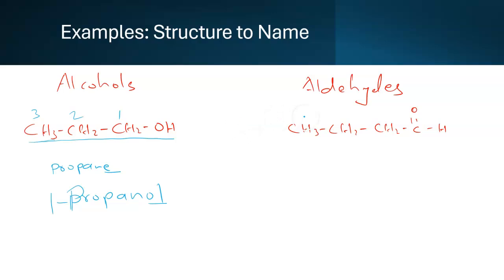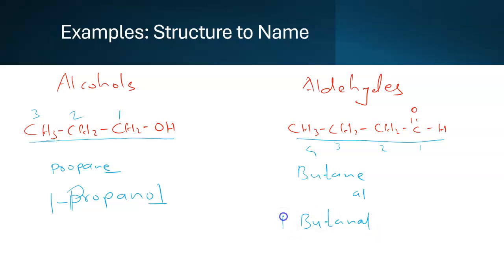Now next is aldehydes. In case of aldehyde, again select the longest chain, see the number of carbons. We have to number it from this carbon 1, 2, 3 and 4 because this is the functional group carbon. In this case, the parent compound is butane, and it is having a suffix of an aldehyde, that is the suffix will be AL, and the name of the compound will be butanal.